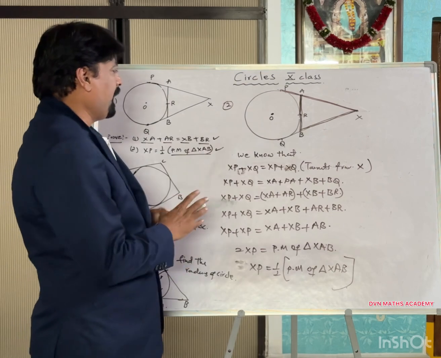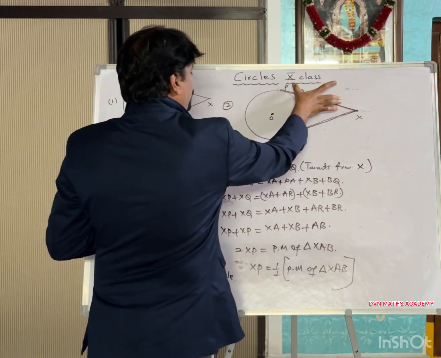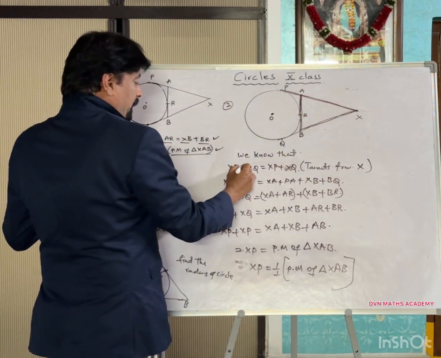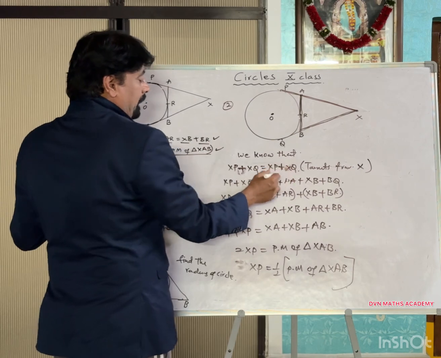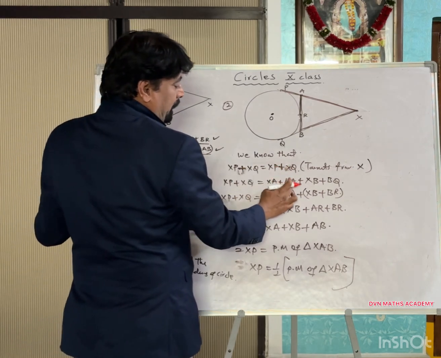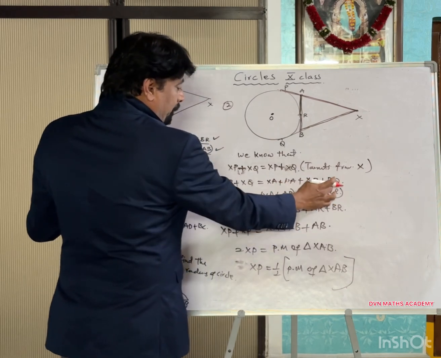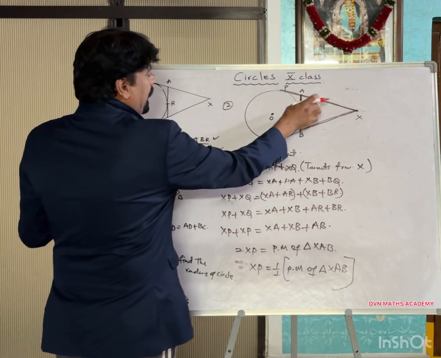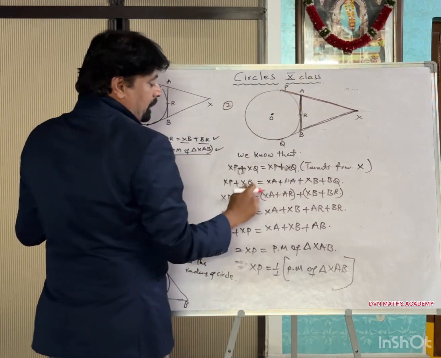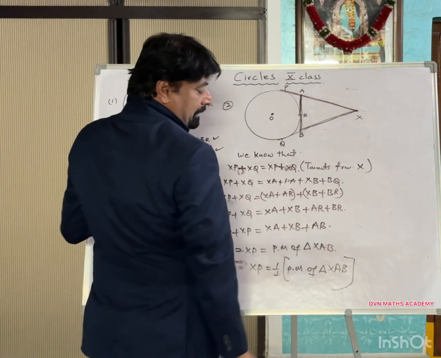Here I wrote XP plus XQ. This is a very important statement. If you write this statement properly, then you will get it easily. XP I wrote as XA plus PA and XQ as XB plus BQ. But you know that PA is equal to AR and QB is equal to BR. Those values I substituted. Afterwards, you will get the perimeter of XAB.